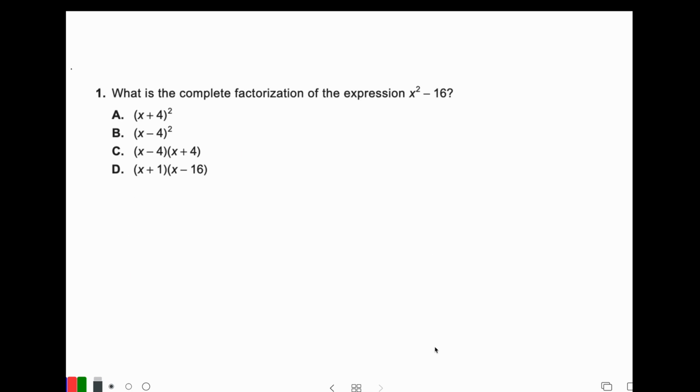Now, on a practice test online, this is the first question. Literally the first question is: what is the complete factorization of the expression x squared minus 16? We just learned this. It's the difference of two squares, two things that are squares. And you should be able to see this instantly. It's C. You don't even have to work it out, because we know that a squared minus b squared equals a plus b times a minus b, and that's what we got right there. So that one is super easy.